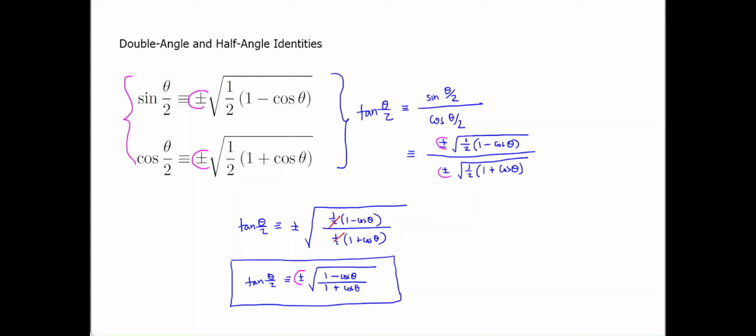So in an upcoming video, you can expect sometime soon, I'm going to show you 2 additional identities for the tangent of a half angle, neither of which requires the use of a plus-minus symbol or a root. Okay, so in some ways they are superior to this one. Okay, but I think this is a good place to stop for now.